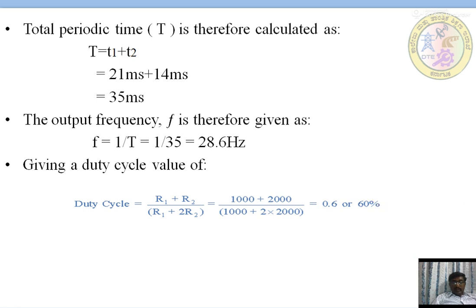So this completes your 555 timer as well as module 4, the BJT feedback amplifier as well as the oscillators. Okay, thank you.